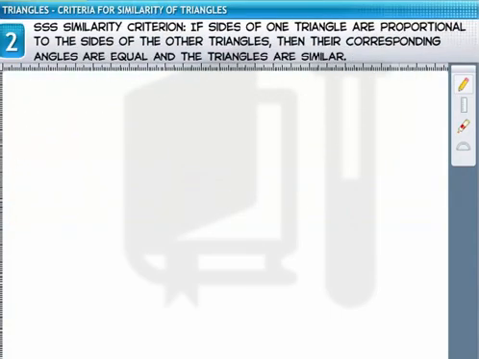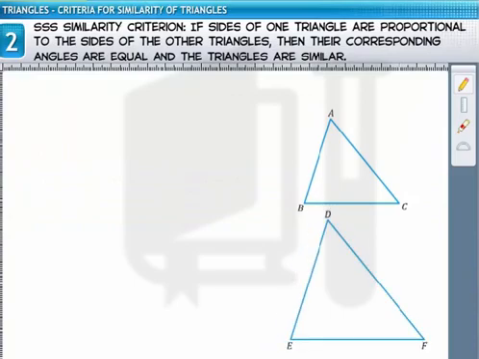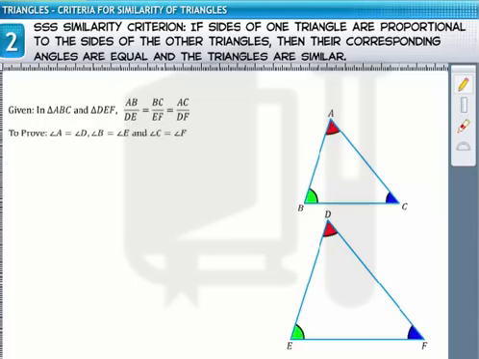Let's consider two triangles, ABC and DEF. Here the ratios of the corresponding sides are equal. In order to prove that the two triangles are similar, we'll prove that the corresponding angles are equal. To prove this criterion, we'll mark 2 points, P and Q, on DE and DF respectively, such that DP is equal to AB and DQ is equal to AC, and we'll join PQ.